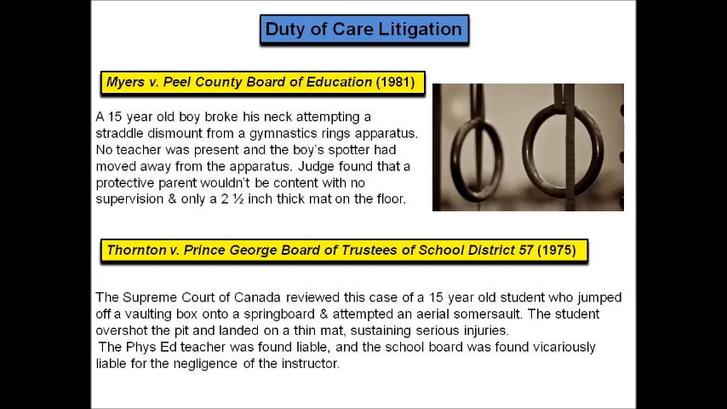Okay, so a good example of this sort of litigation is Myers v. Peel County Board of Education from 1981. In this case, a 15-year-old boy broke his neck attempting a straddle dismount from a gymnastics rings apparatus. No teacher was present, and the boy's spotter had moved away from the apparatus. And the judge found that a protective parent wouldn't be content with no supervision and with only a 2.5-inch thick mat on the floor, right? So, pretty clear example of negligence there, right?